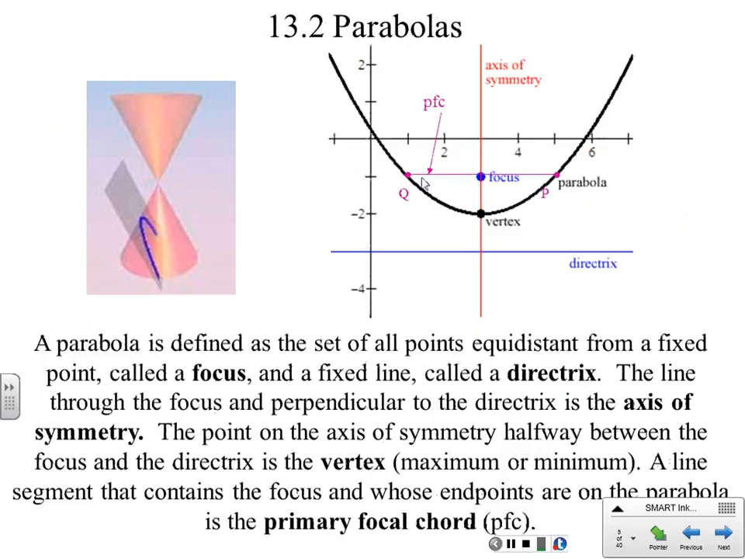Primary focal chord goes through which point? The focus or the vertex? Primary focal chord goes through the focus. The parabola goes through the vertex. Do you understand that? Primary focal chord goes through the focus. And then your parabola actually goes through the vertex.